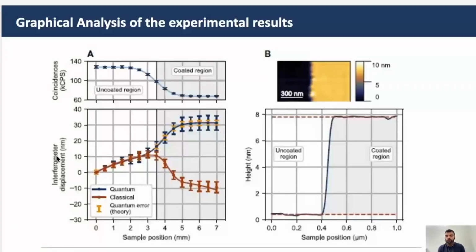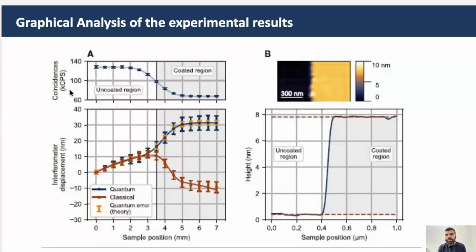The bottom panel is where the key comparison is made. It shows the interferometer displacement, the measured path length change, as a function of sample position. For both quantum and classical interferometers, the quantum data traces a clean step-like character, a single transition from zero displacement to approximately 7 nanometers as the beam crosses the film edge. The fit to the theoretical model, a Gaussian probe scanning over a sharp step, is excellent.